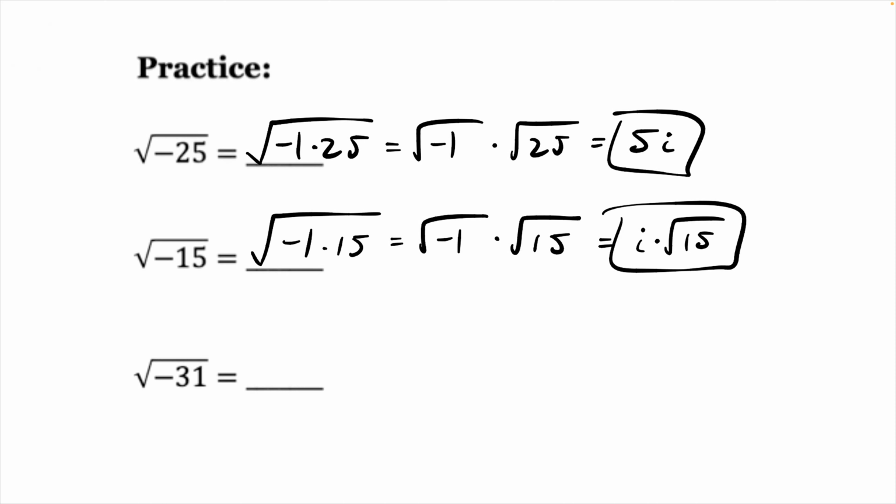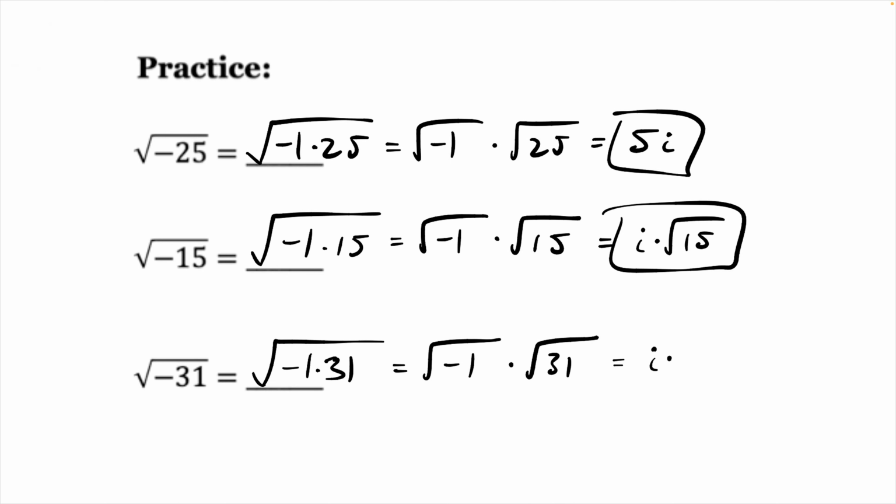Is 31 on my list? No, same thing, right? So it's negative 1 times 31. 31 is not on my list, so it's going to be i times the square root of 31. Okay, so that's where i comes from. Why do we use i? Because we're going to have negatives in the square root. It's going to happen, so we have to have a way of dealing with it. So we call it i.